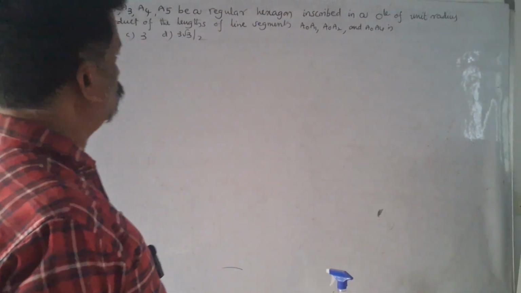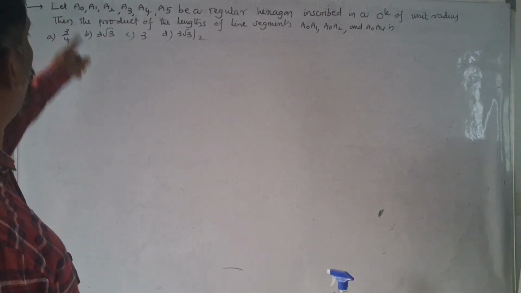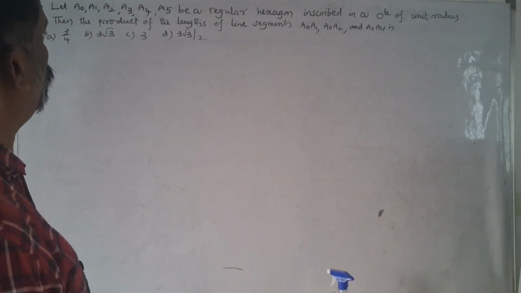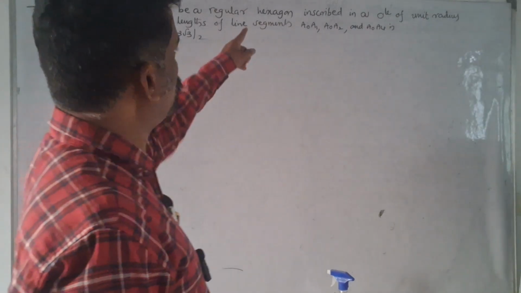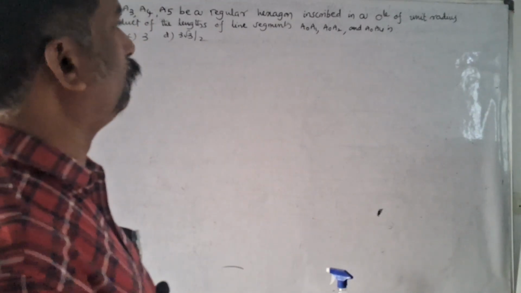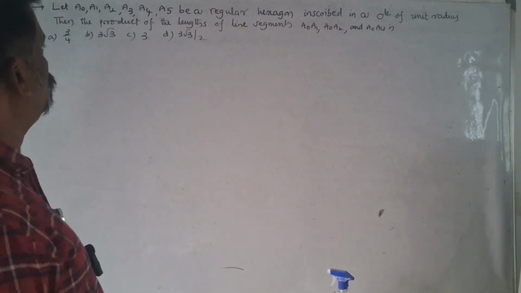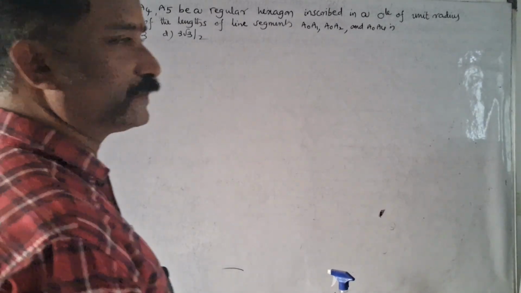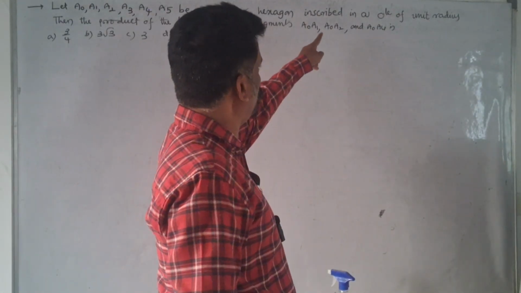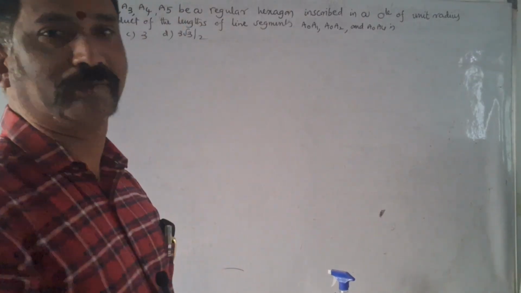Yes, look at the board. Let A0, A1, A2, A3, A4, A5 be a regular hexagon inscribed in a circle of unit radius. Then the product of lengths of line segments A0A1, A0A2, A0A4.